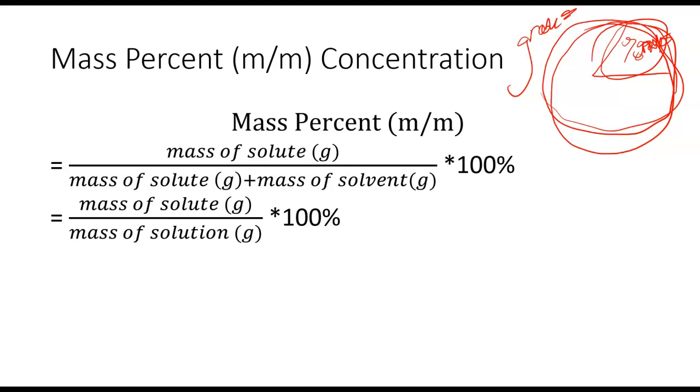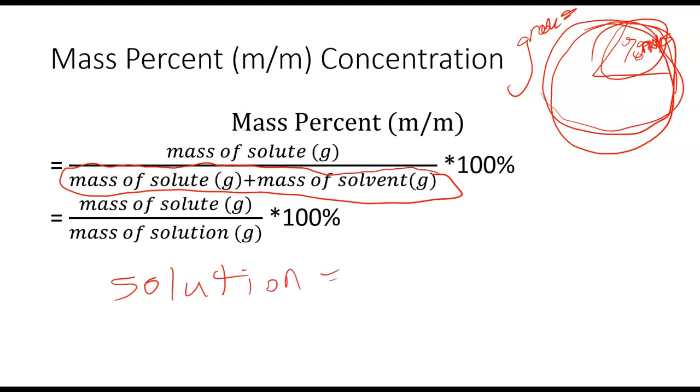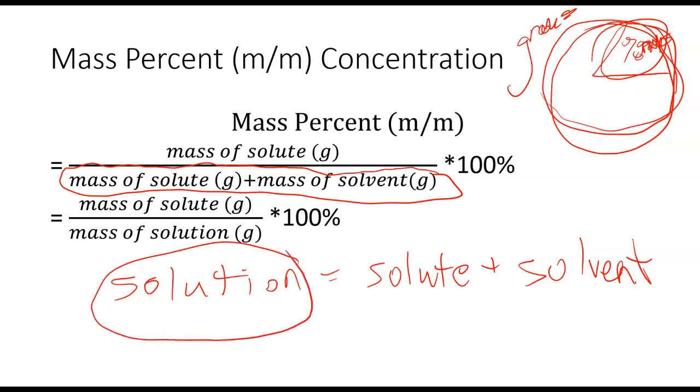So do keep in mind the most common issue for mass percent is forgetting that we need to add both of these, because the solution has both the solute and the solvent in it. So if you want to know the mass of your solution, you need to keep in mind that it has two components or more: at least one solute, and the solvent that's dissolving that solute.